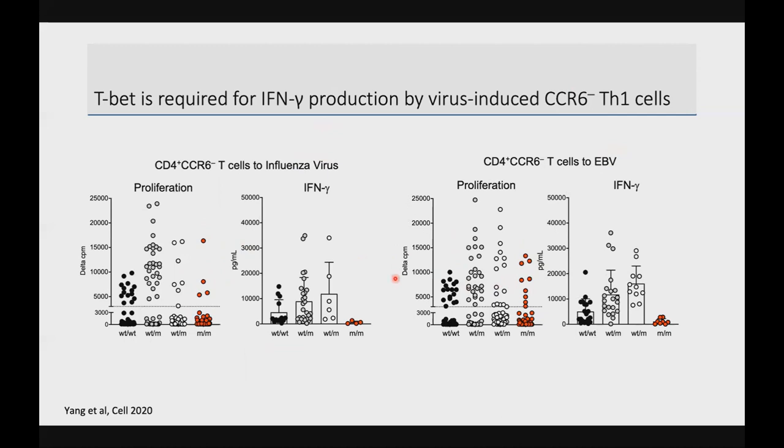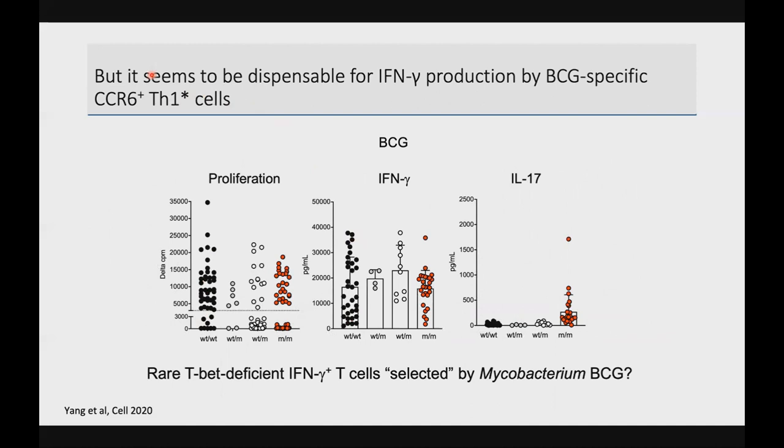However, while proliferating, the T cells from the patient did not produce interferon gamma, which was somehow as expected. When we instead tested the ability of the CCR6 positive Th1* cells to respond to mycobacterial antigens, in particular to BCG, we found that there was a large proportion of cells responding to these antigens, and while doing so, the cells did produce interferon gamma to a level comparable to the controls. The only difference being that the T cells from the patient, at least some of them, could also produce IL-17, which is not seen in the controls.